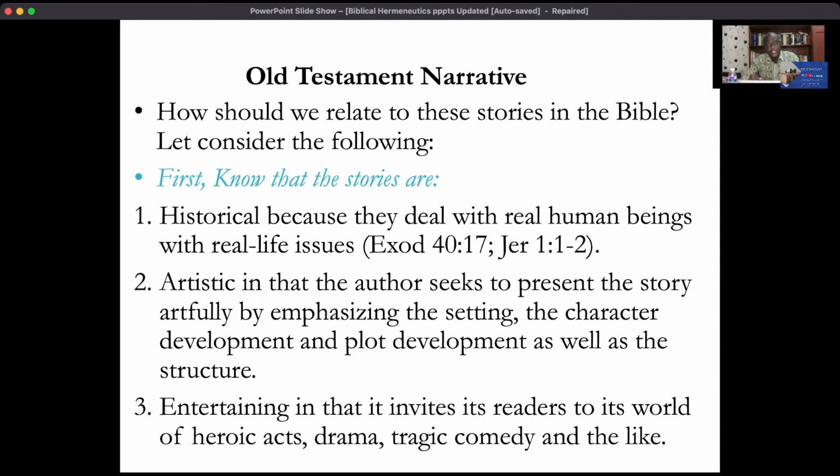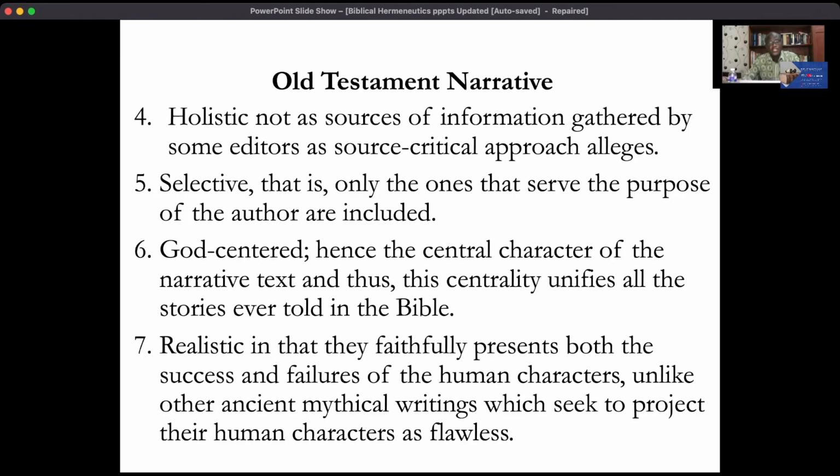The story is entertaining in that it invites its readers to its world of heroic arts, drama, tragedy, comedy, and the like. As you read a story, your emotions are aroused because you see the dynamism of human story, where we have heroes, we have people who are also failing, and we have some bad ends and so forth. The story is holistic because they are not just sources that people put together, but they come together as one whole.